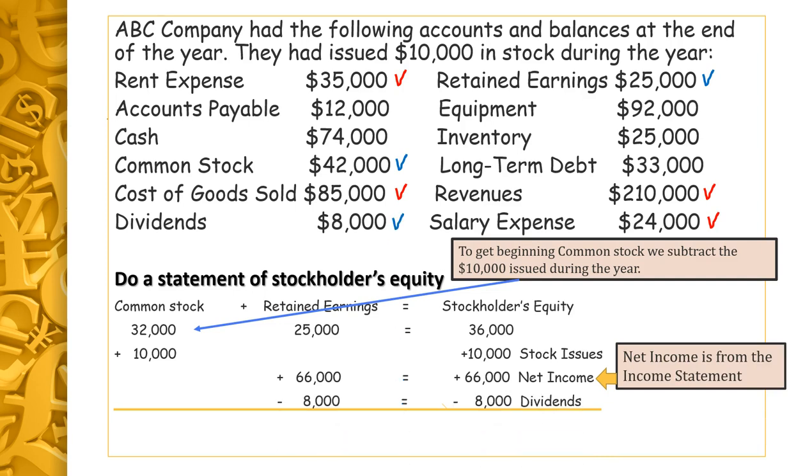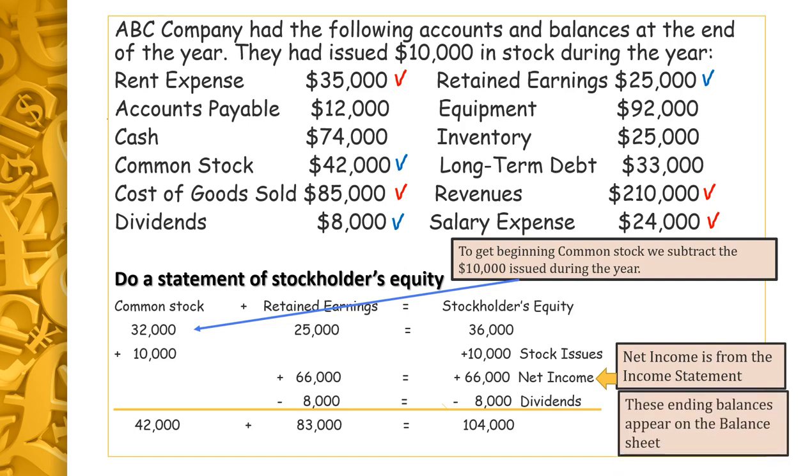Then we're going to subtract the dividends, because dividends reduce retained earnings, because these are distributions to stockholders. Now we have our new balances. These are what we're going to use on the balance sheet. So remember, it's the ending balances that appear on the balance sheet. And what we've really done is rolled up all the detail associated with net income and stockholders' equity and incorporated them into final numbers.